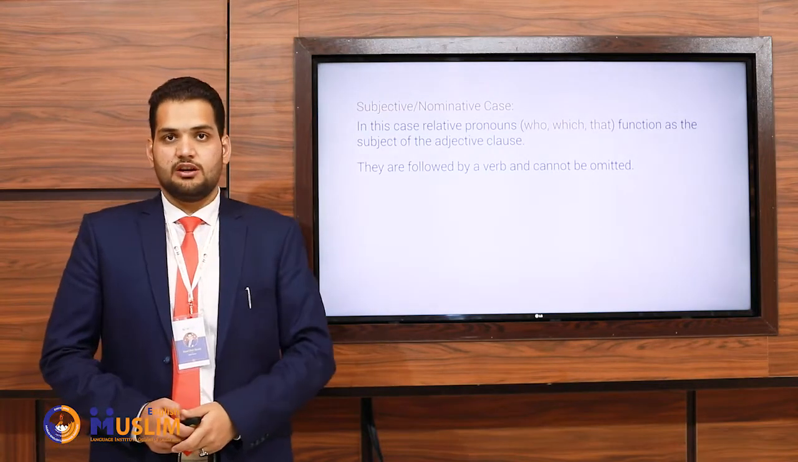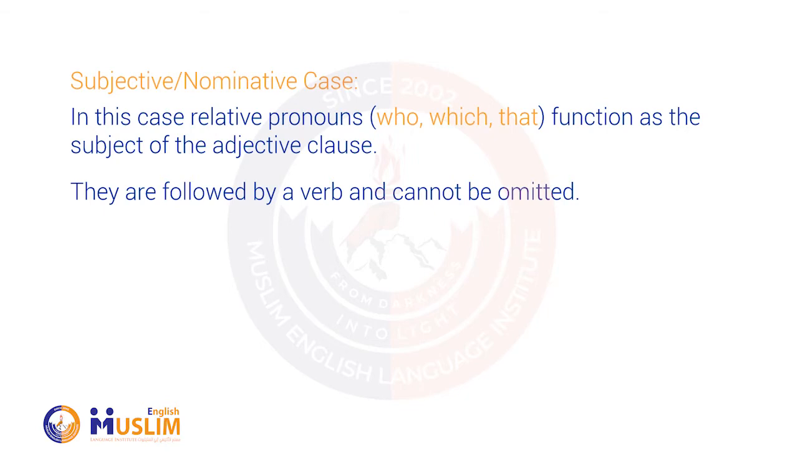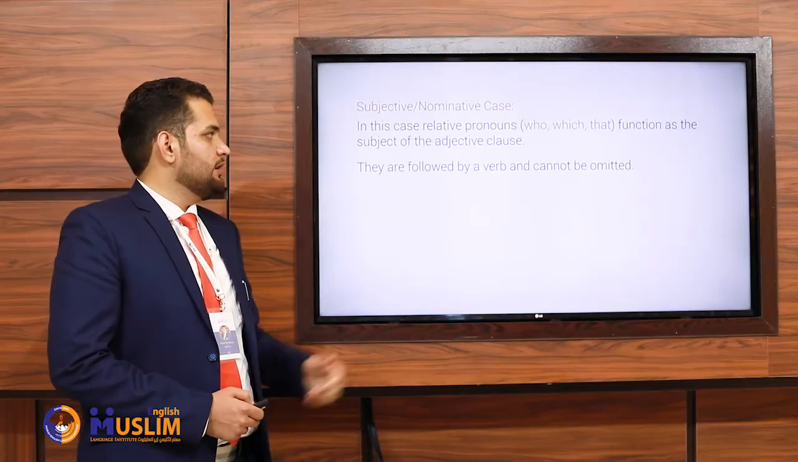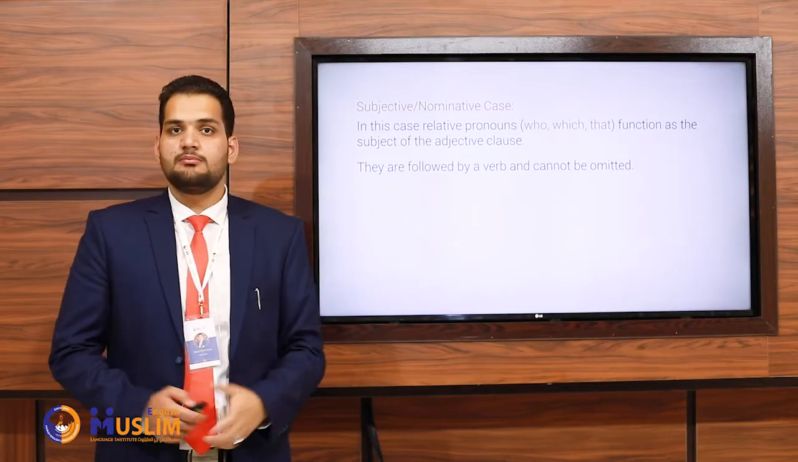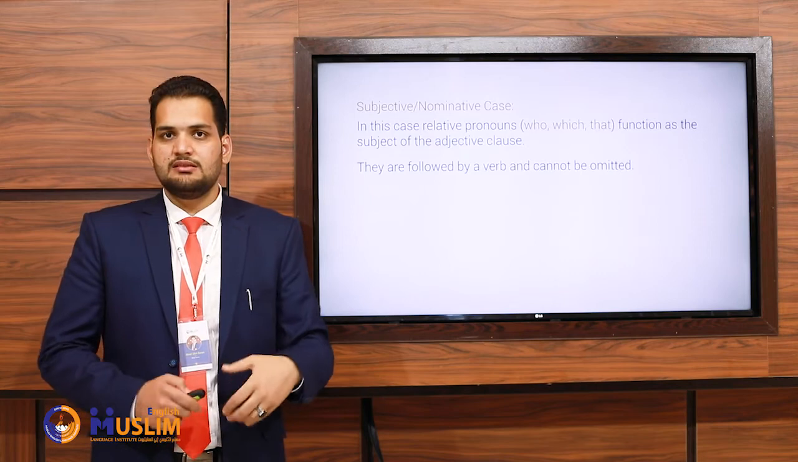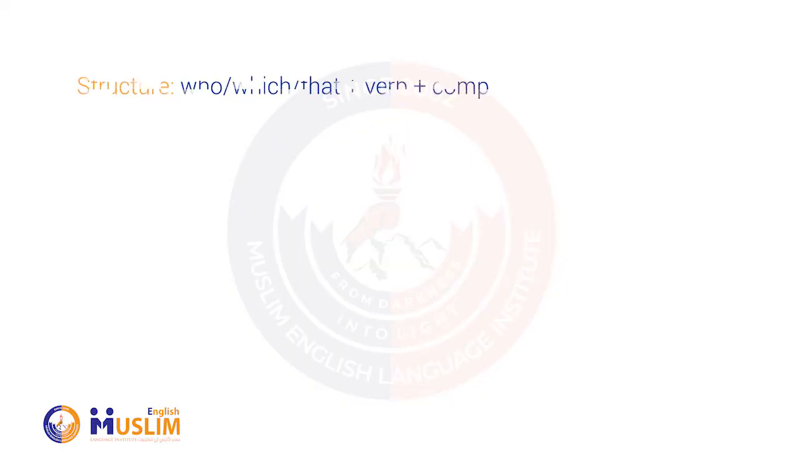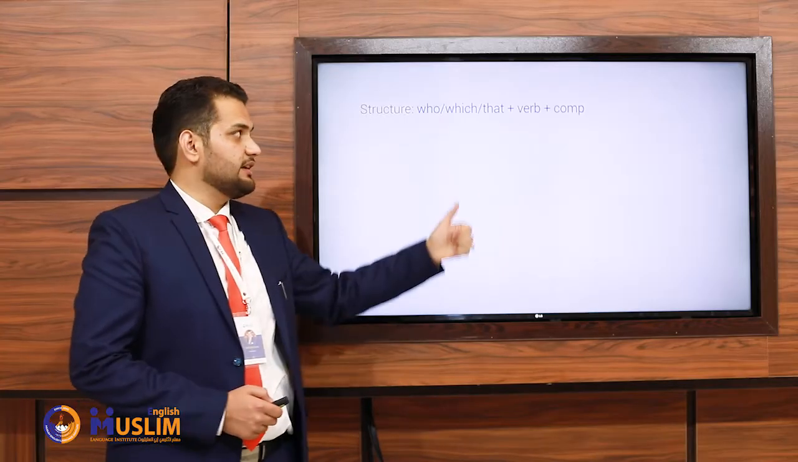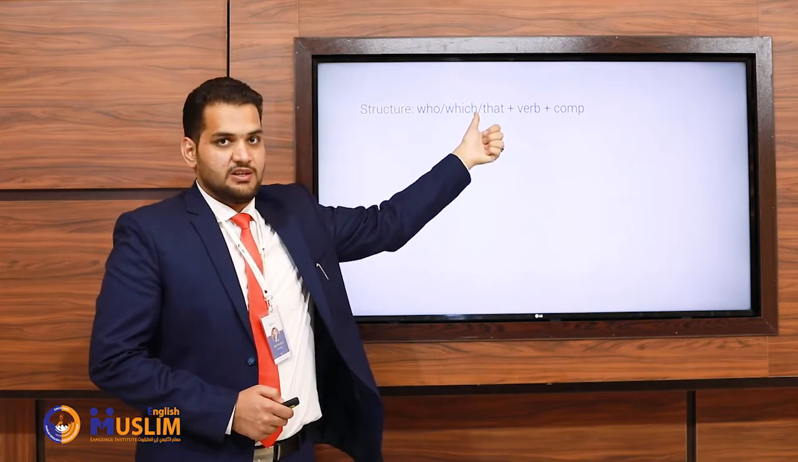The first one is subjective or nominative case. In this case, relative pronouns, only 3 relative pronouns, who, which, and that, function as the subject of the relative or adjective clause. They are followed by a verb and cannot be omitted, because we cannot omit the subject of a sentence. By omit, I mean to delete. The structure for the subjective case of relative pronouns is who or which or that plus verb plus complement. As I said earlier, you have to use a verb directly after them in subjective case.